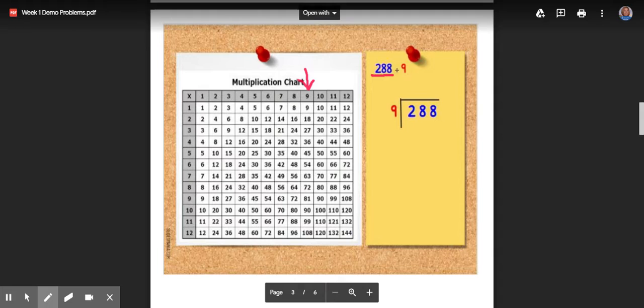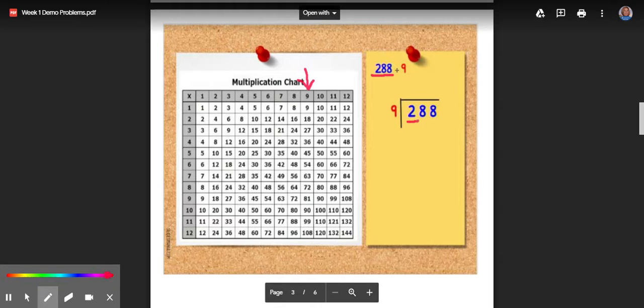9 dividing into 2. Well, if I have 2 items, 2 apples, I can't divide those 2 apples into 9 groups without cutting them up. Or I can't take 2 apples and put 9 in a group. There's not enough. So I can't use the 2 in this case.